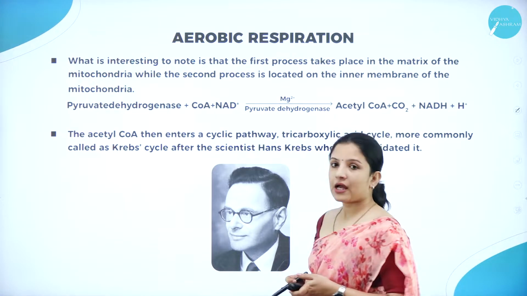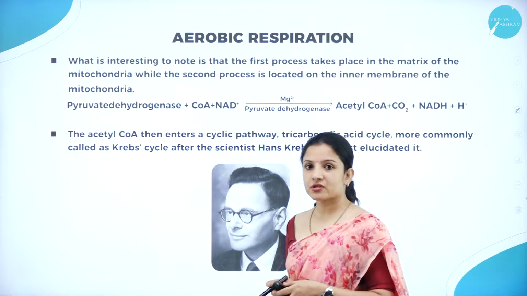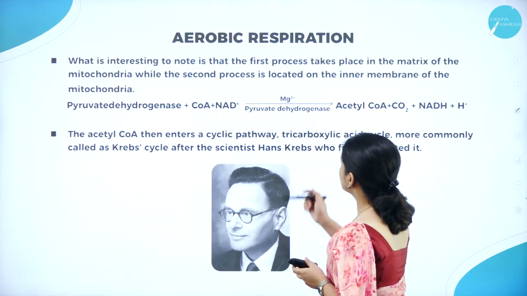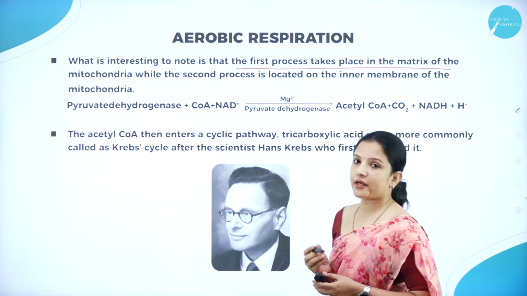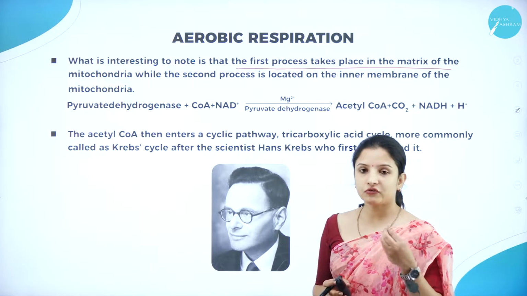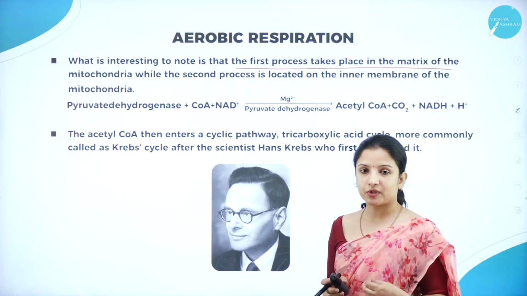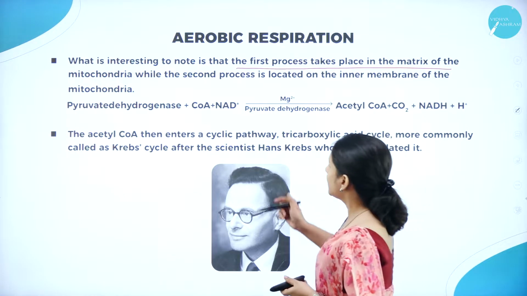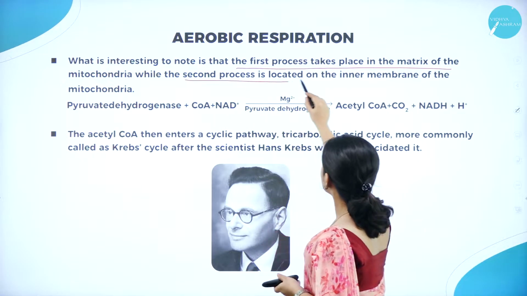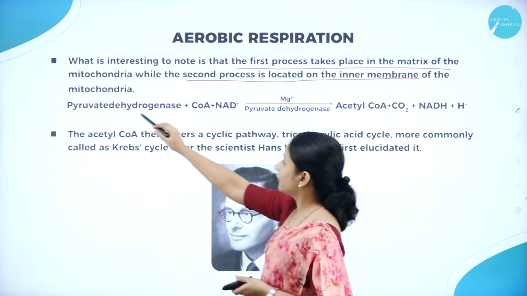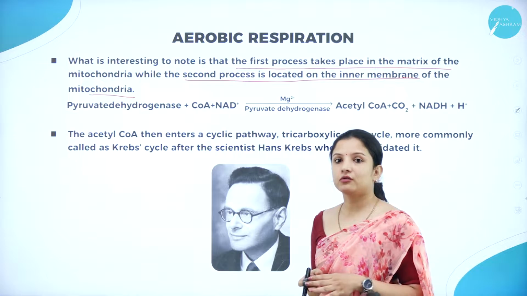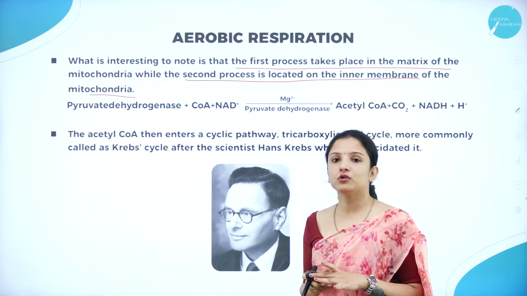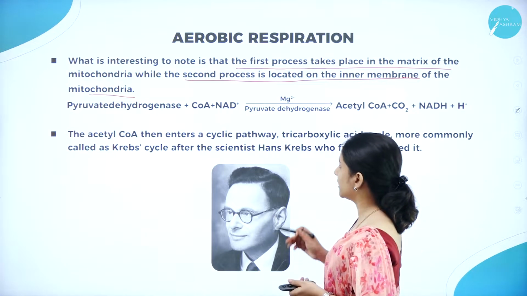Here we have to keep in mind one interesting factor, that is the first process takes place in the matrix of mitochondria. So in the matrix of mitochondria, the aerobic respiration will occur, while the second process is located in the inner membrane of the mitochondria. It happens in the inner membrane of the mitochondria because electron transport is also involved in this particular case.